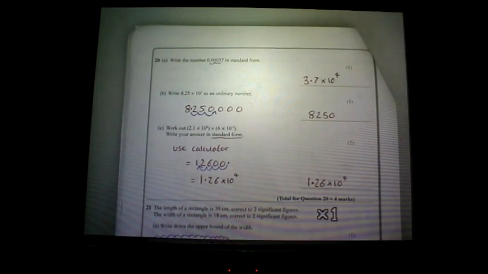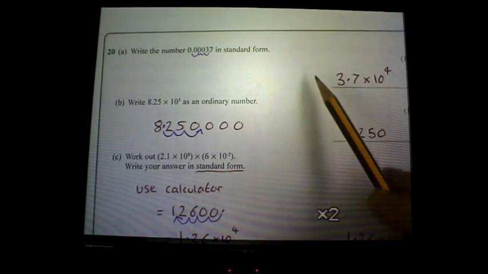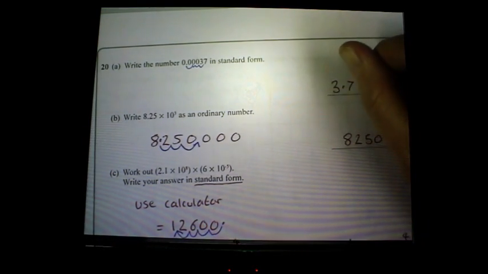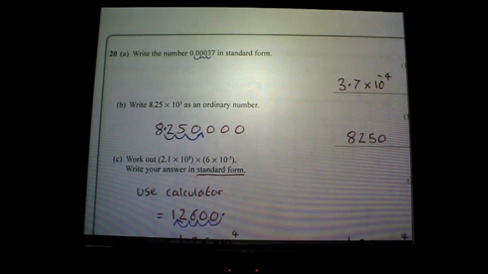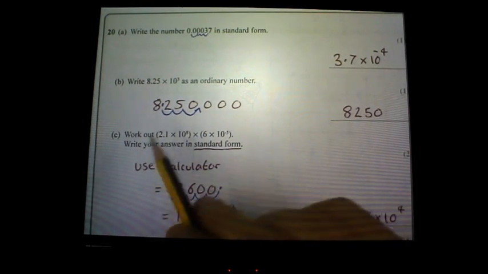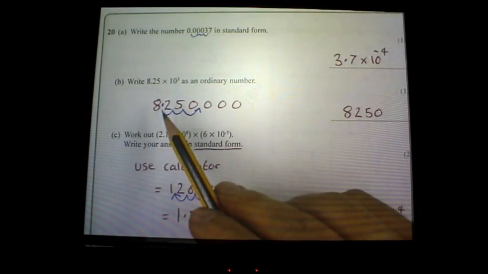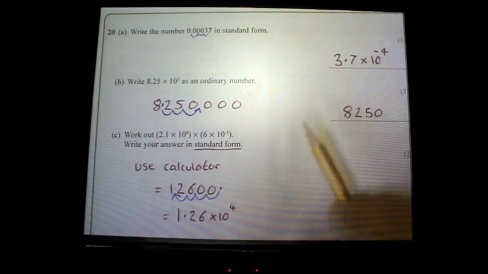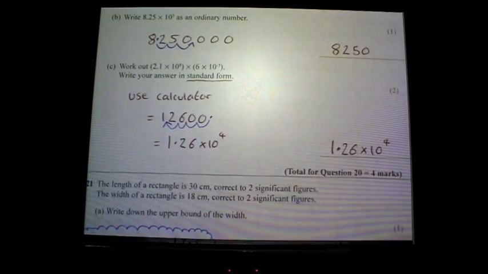Question number 20. Write down this number in standard form. You've got to count the decimal places, so it is 3.7 times 10 to the, my bad, that should be -4 there, because it's quite a small number. Write 8.25 times 10 to the power 3 as an ordinary number. I just write 8.25 and put a load of noughts on, then just count the places. So it comes back 3, so 1, 2, 3, so 8250. And use your calculator to work out part C.